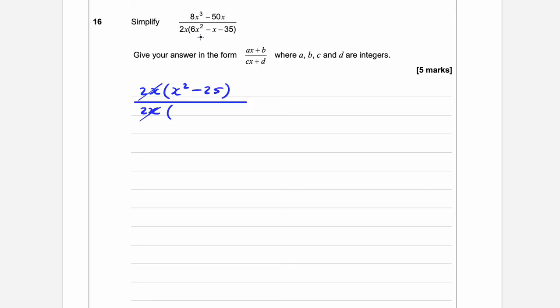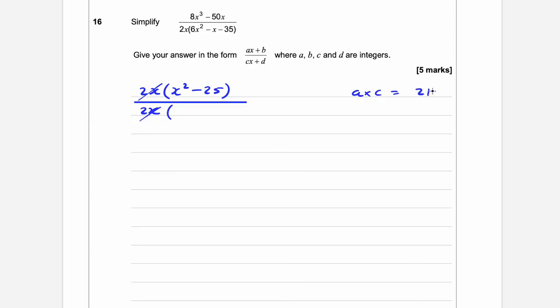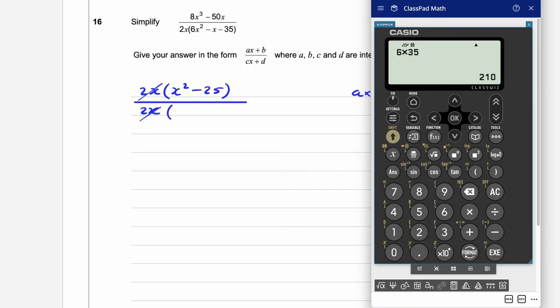This guy's 6x squared. Let's do the a times c method. We're going to factorize this thing in the bracket. A times c is 6 times 35. Let's do that in the calculator, guys. 6 times 35 is 210. So I need factors of 210 that give me 1. I'm thinking, guys, I actually don't know. What we can do, guys, if you click format and go down to prime factor, this will give us an idea.